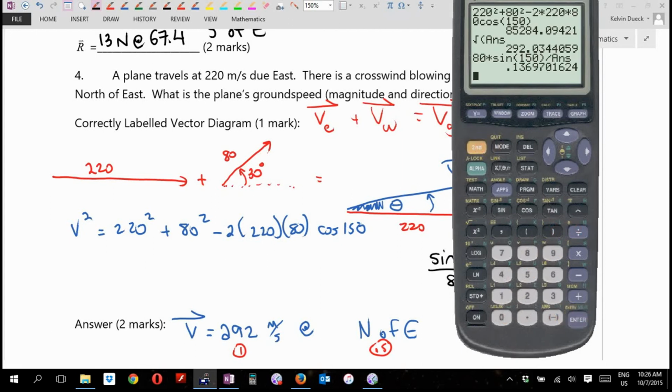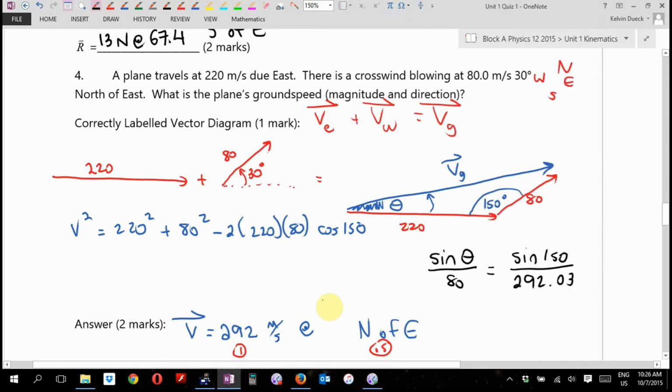What? Oh, no, that's the sine of theta. How do I reverse this and get theta? 7.87. I'll go 7.9 degrees. That also gets you a mark. Now, really, this question should be worth 4 or 5 marks because of its level of difficulty, but I didn't want to do that because it's tough. It's tough. Very tough. So 3 marks.